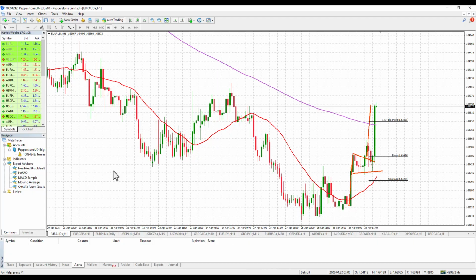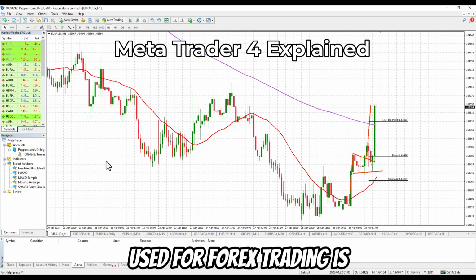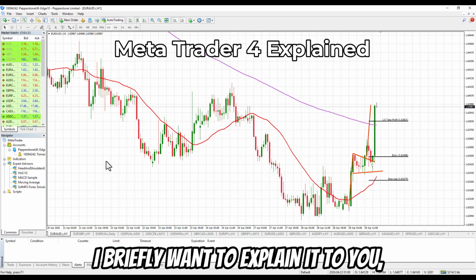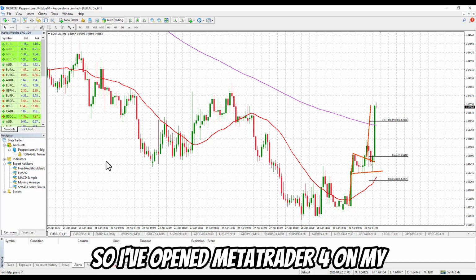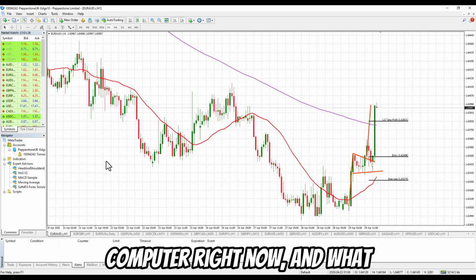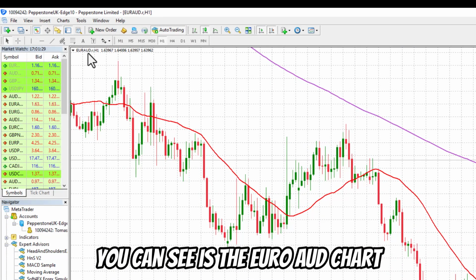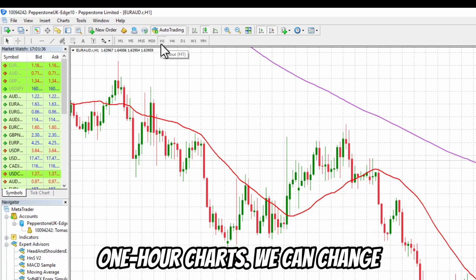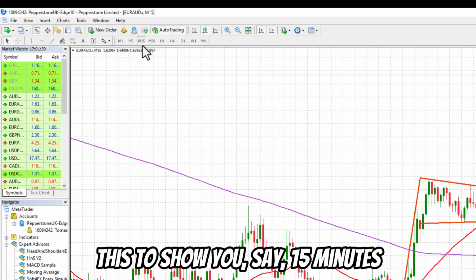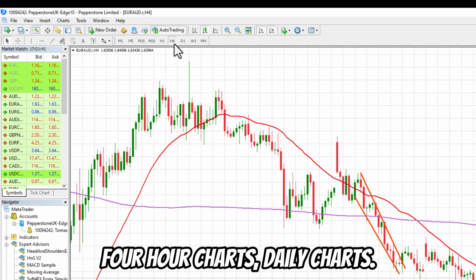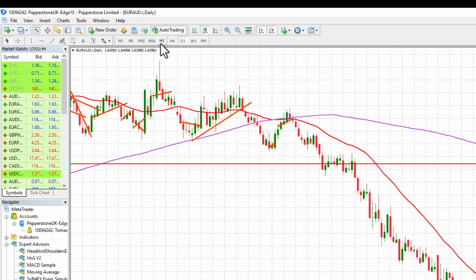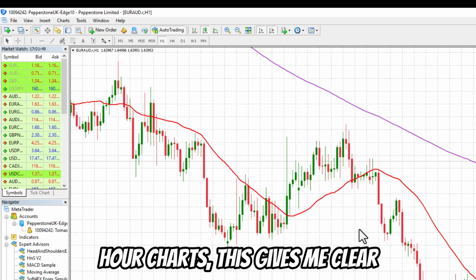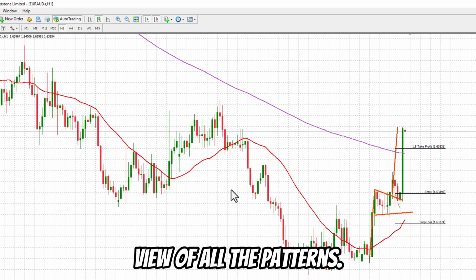Okay, let's move on. I would say the main platform used for Forex trading is MetaTrader 4. And I briefly want to explain it to you. So I've opened MetaTrader 4 on my computer right now, and what you can see is the Euro AUD chart window. Currently I'm showing you the 1-hour charts. We can change this to show you, say, 15-minute charts, 4-hour charts, daily charts. For now, I'll set it on the 1-hour charts. This gives me a clear view of all the patterns.